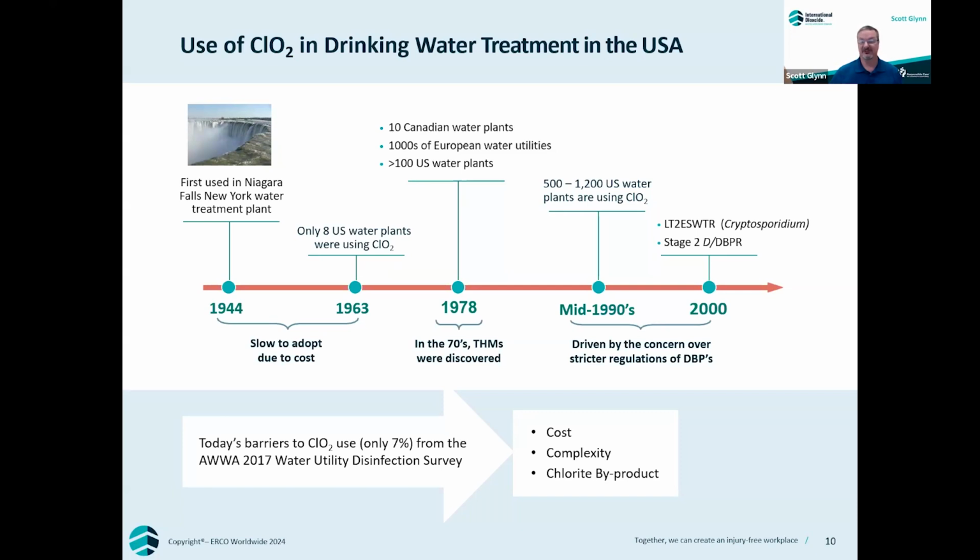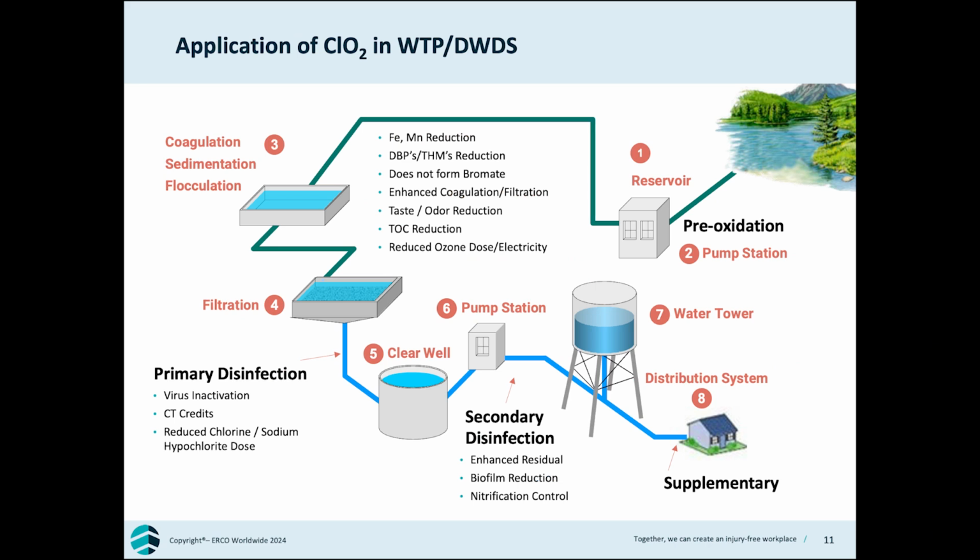With its growing use in disinfecting drinking water, other industries took notice and started using it as an effective alternative to chlorine and other disinfectants. As mentioned previously, there are many locations that chlorine dioxide can be applied to in the water treatment process. In the US, chlorine dioxide is predominantly used for pre-oxidation and primary disinfection, and in a limited but growing market, the supplemental water treatment process.